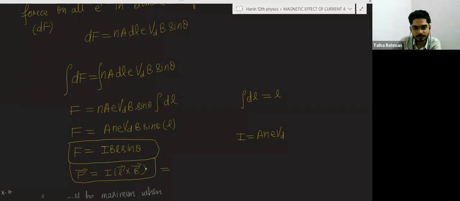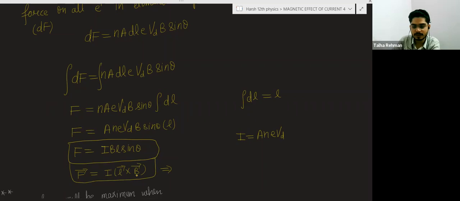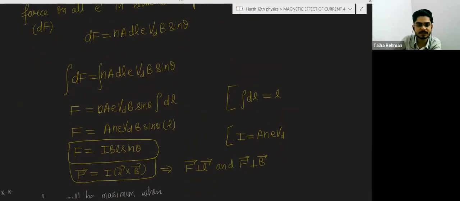You can say from this formula, as you can see here, this force is a cross product of the length vector and the magnetic field vector. So this force on the wire due to the magnetic field will be perpendicular to the length of the wire, and also this force will be perpendicular to the magnetic field in which the wire is placed. So here, what is F representing? F represents the total magnetic force.